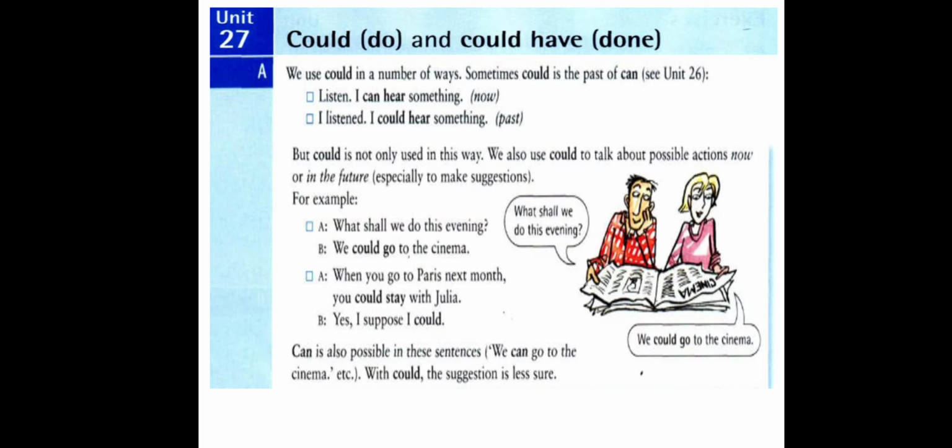Another example: when you go to Paris next month, you could stay with Julia. Suggestion here. And we speak about next month, in the future, and possibility in the future. So we use could plus the base form. You could stay with Julia. Could is used for future suggestion, as future possibility. Person B says, yes, I suppose I could. I suppose I could means I could stay with Julia. In the case of possibility, we use could for present, for now, and for the future.